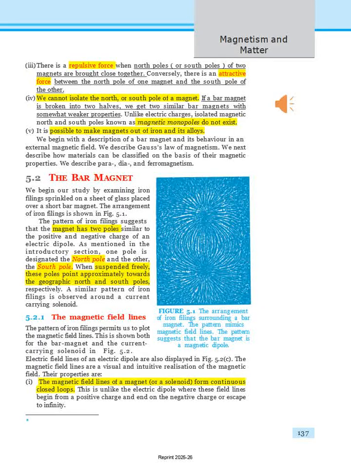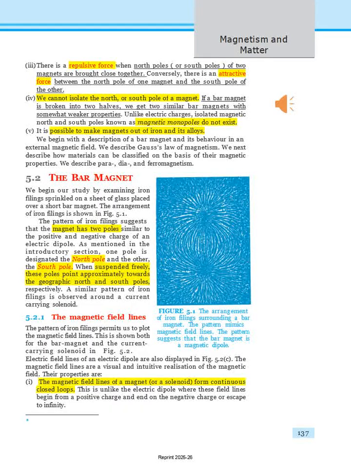We begin with a description of a bar magnet and its behavior in an external magnetic field. We describe Gauss's law of magnetism. We next describe how materials can be classified on the basis of their magnetic properties. We describe para, dia, and ferromagnetism.